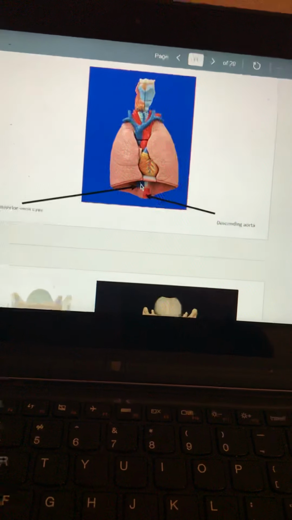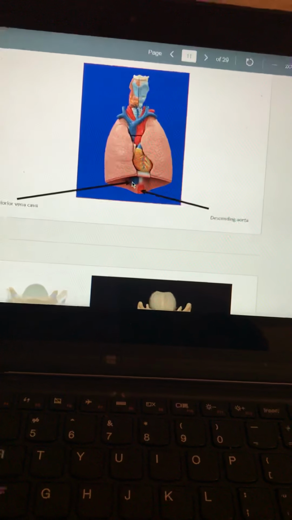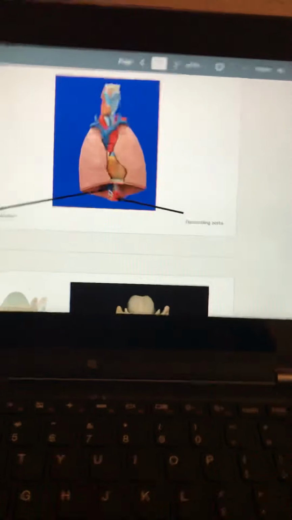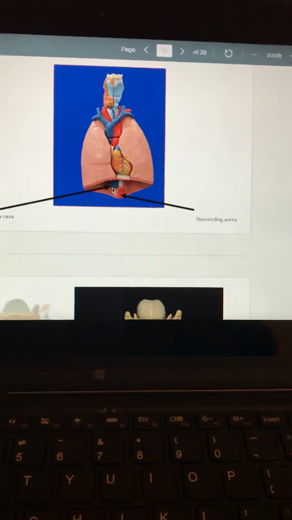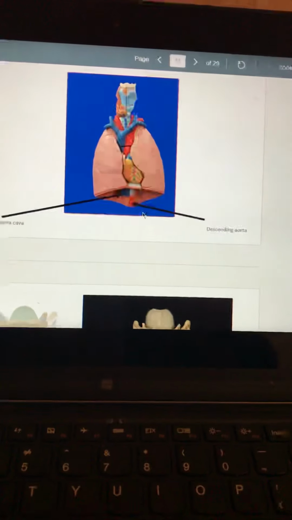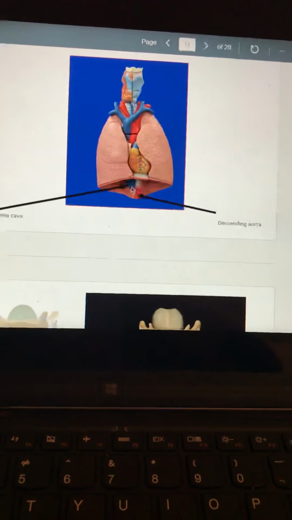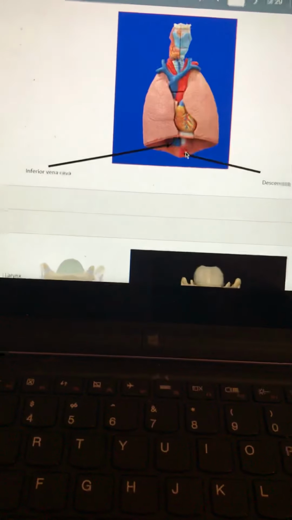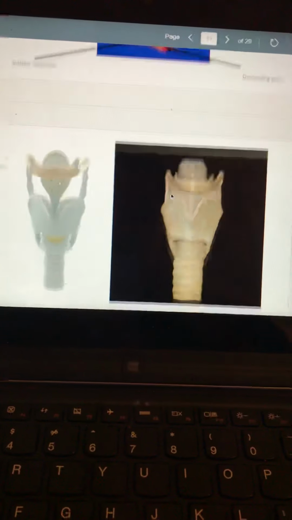Here, this blue looking tube is the inferior vena cava. This red one is the descending aorta. I'm gonna remember them by the blue and the red and their positions.